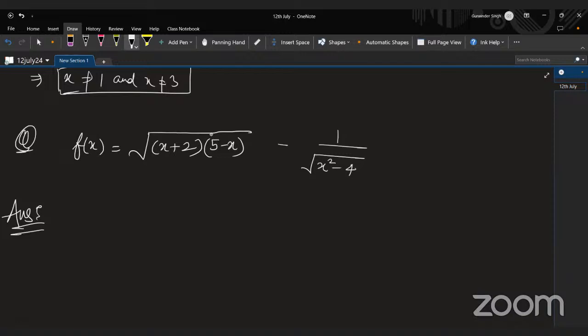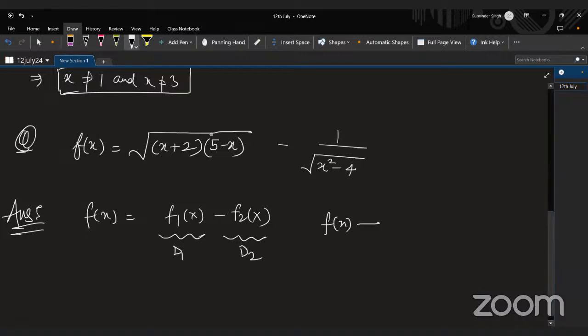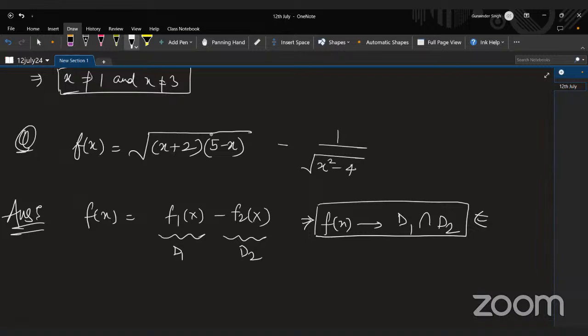We have two functions that are being subtracted. So I had taught you, if f of x is being written as f1x minus f2x, something like this. Its domain is, I will assume, D1. Its domain is D2. So the domain of f of x will be D1 intersection D2. Because the same set of values should satisfy both. Only then it can satisfy f of x.